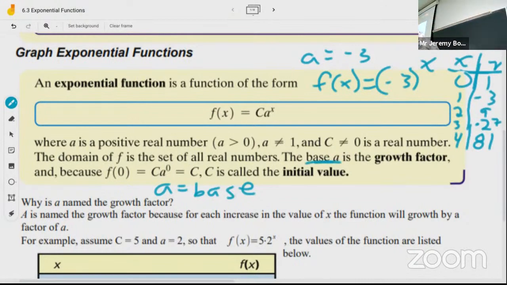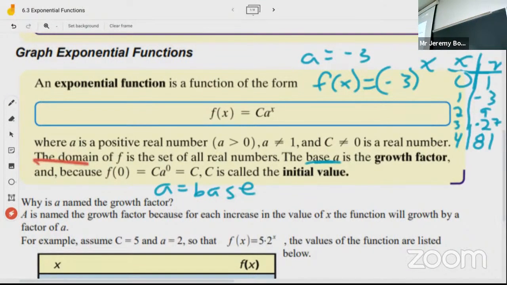So let's continue on. The next thing is we don't want a to be equal to 1, because that would be a very boring function. It would just be 1 all the way across. So we don't want that to be the case. We don't want c to equal 0, because then the whole thing would just be 0 all the time. So those are the limitations we have.